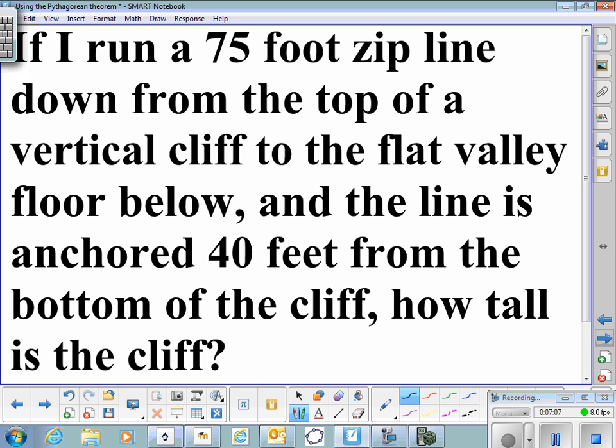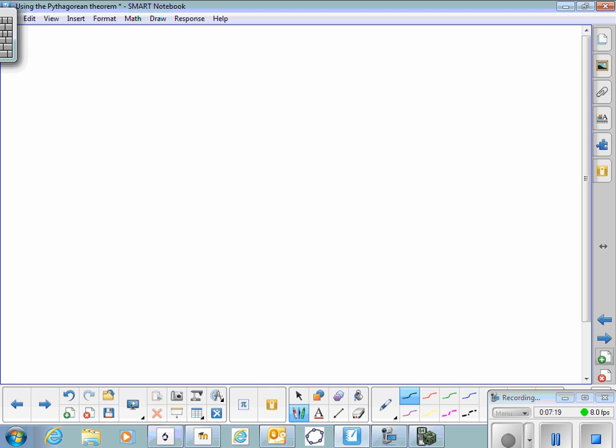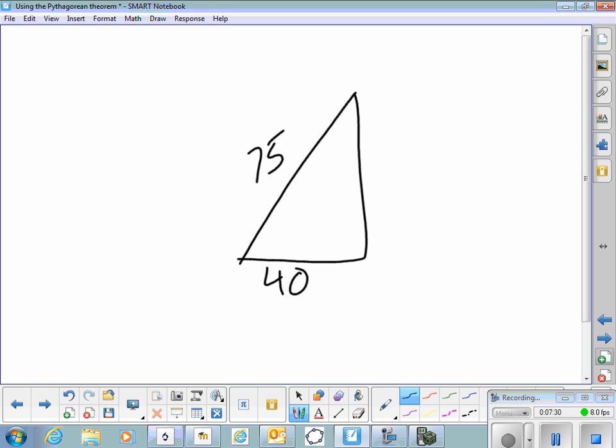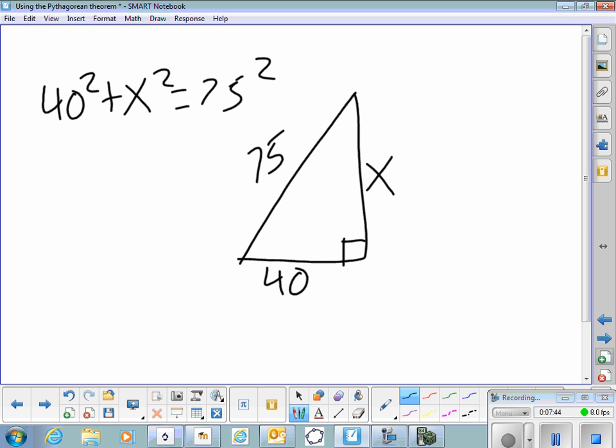So if we have a zip line that goes down from a cliff to a flat valley floor below, the line is anchored 40 feet from the bottom of the cliff. How tall is the cliff? Here's a picture. So 40 feet away, maybe I ought to draw this a little different. Zip line's going down like this. This is 75. Vertical cliff, so it's a right angle. We don't know how tall the cliff is, but we do know that 40 squared plus x squared equals 75 squared. So we can solve for x squared.